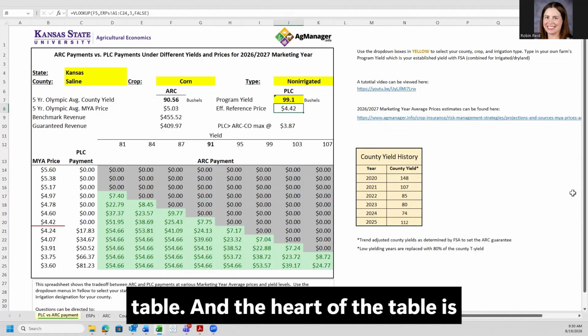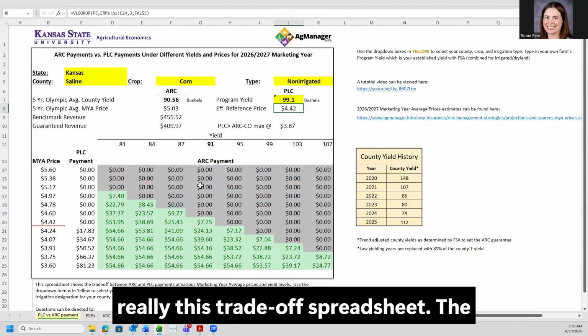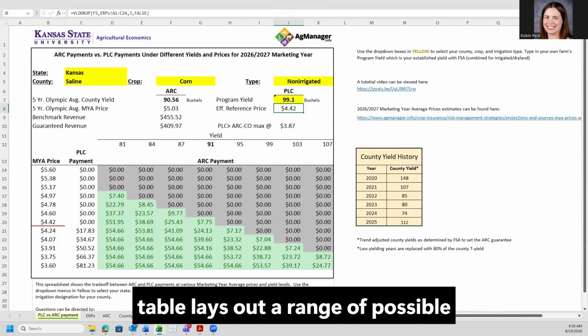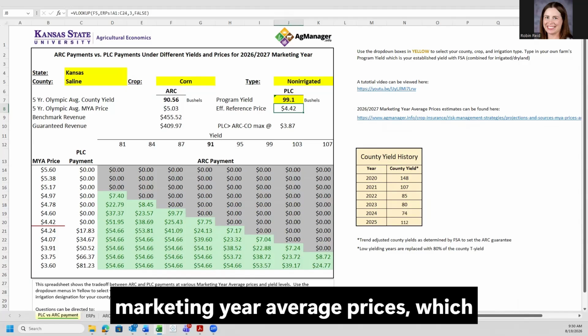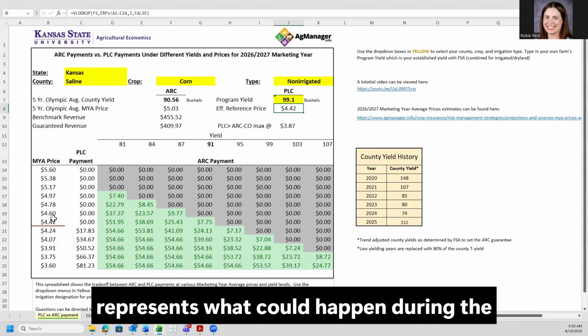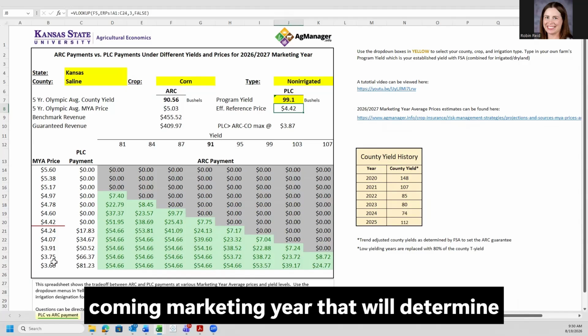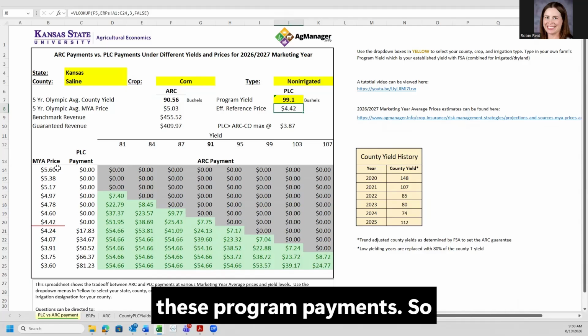And the heart of the table is really this trade-off spreadsheet. The table lays out a range of possible marketing year average prices, which represents what could happen during the coming marketing year that will determine these program payments.